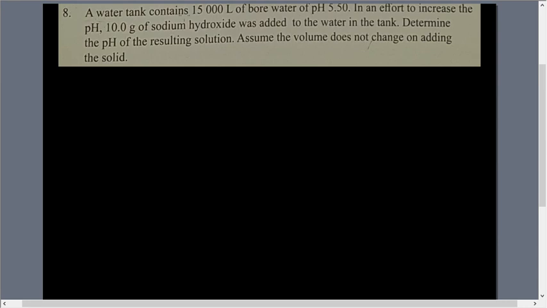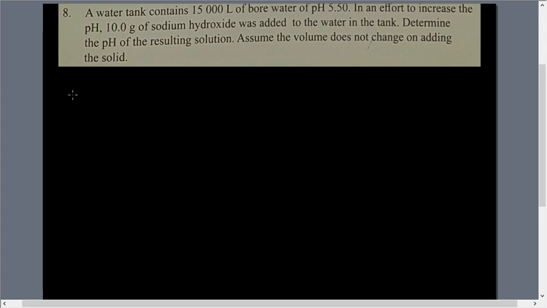We have a water tank which is 15,000 litres of bore water, has a pH of 5.5. In an effort to increase the pH, 10 grams of sodium hydroxide was added to the water in the tank. Determine the pH of the resulting solution. Assume that the volume does not change on adding the solid. And it wouldn't, 10 grams to 15,000 litres, the change would indeed be negligible.